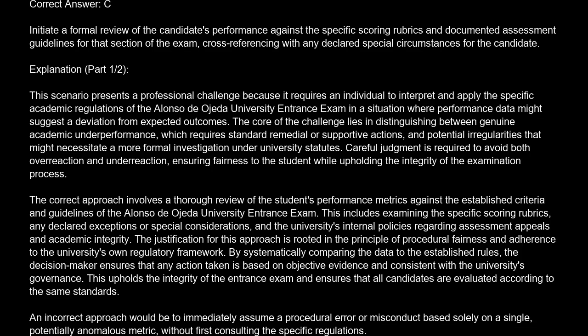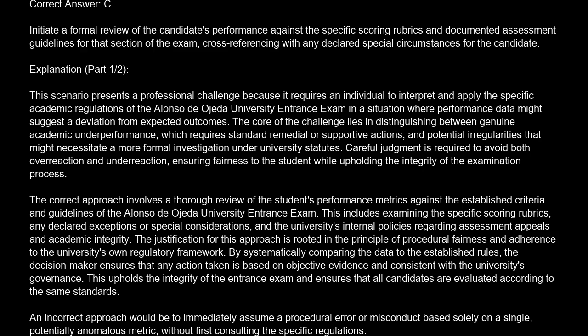The correct answer is C. Initiate a formal review of the candidate's performance against the specific scoring rubrics and documented assessment guidelines for that section of the exam, cross-referencing with any declared special circumstances for the candidate.